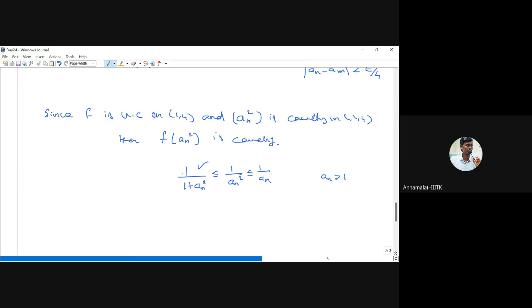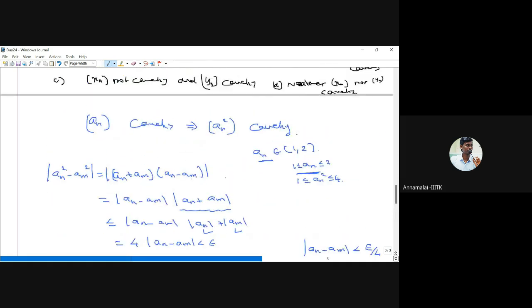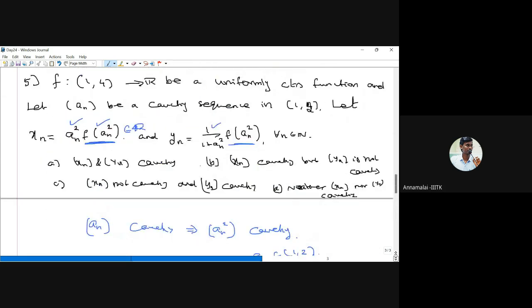So this 1 by 1 plus an square is a convergent sequence. Therefore, it's a Cauchy sequence, because we are in the real case. Every convergent sequence is a Cauchy sequence, and every Cauchy sequence is a convergent sequence. Therefore, now we get this 1 by 1 plus an square is a convergent sequence. This is a Cauchy sequence. Anyway, it's a convergent sequence.